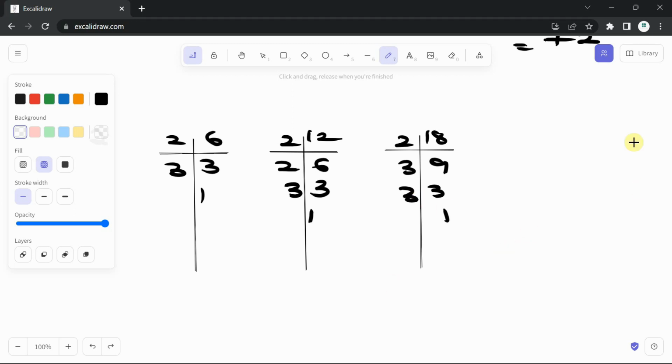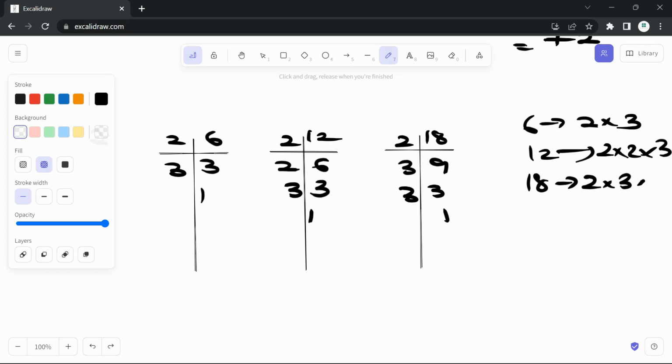So for 6, what do we have? We have 2 times 3, right? 2 times 3 gives me 6. And for 12, I have what? 2 times 2 times 3. For 18, what do I have? I have 2 times 3 times 3. Right, so the question says I should find the HCF, right? So the HCF.